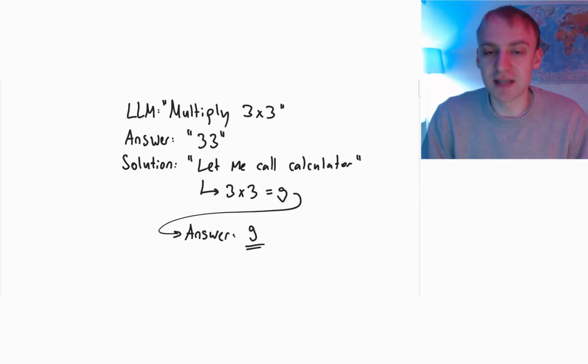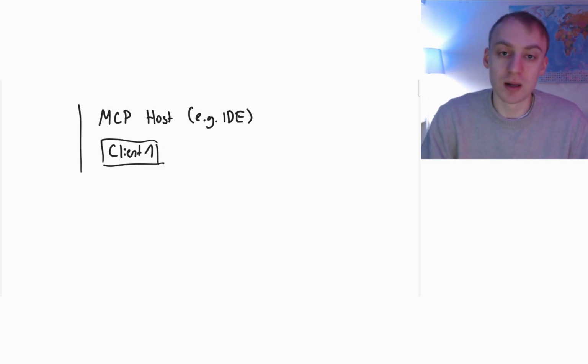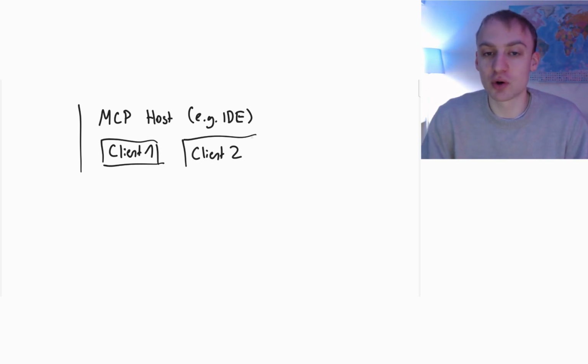Okay, so what does the architecture look like? MCP follows a classical client-server principle. So we have an MCP host, which contains multiple MCP clients. And each of these MCP clients has a one-to-one connection to an MCP server. But this connection is two-way, which is very important to remember.